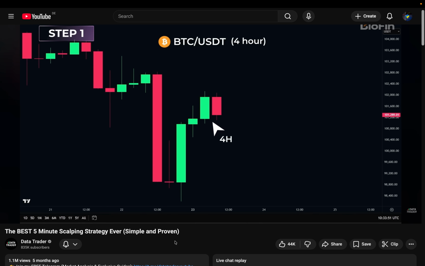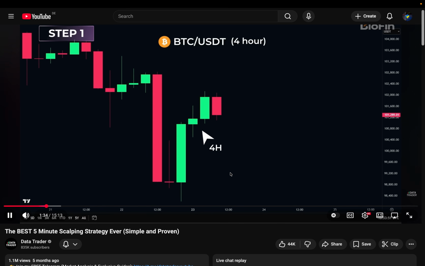I'll quickly summarize the strategy. We're hearing what DataTrader has to say. Then we'll code it exactly as described and see what the data actually says. So let's get started here with the general setup.